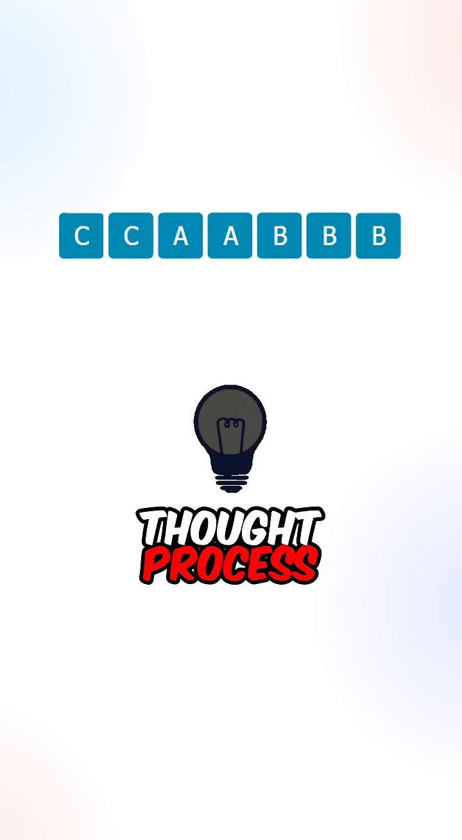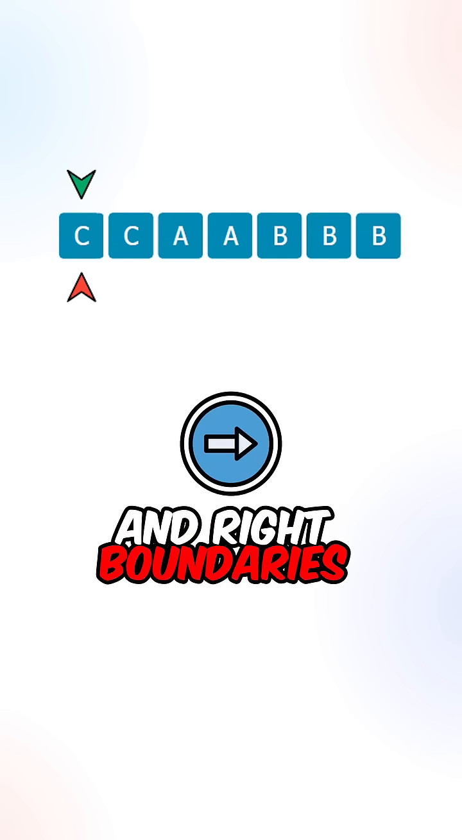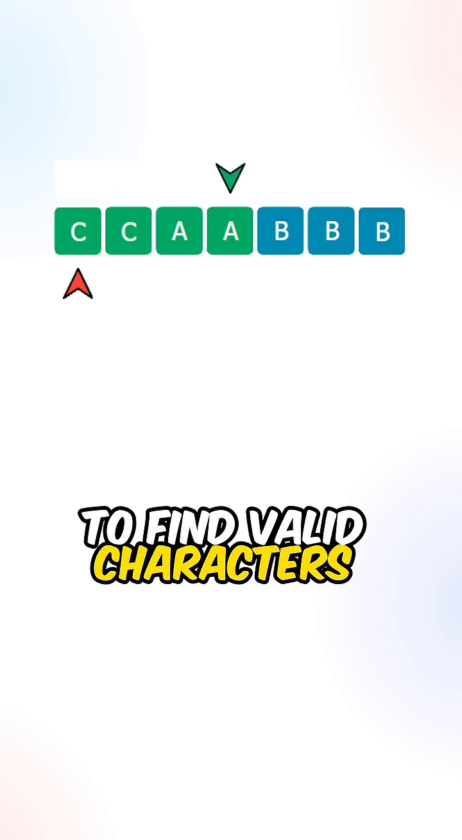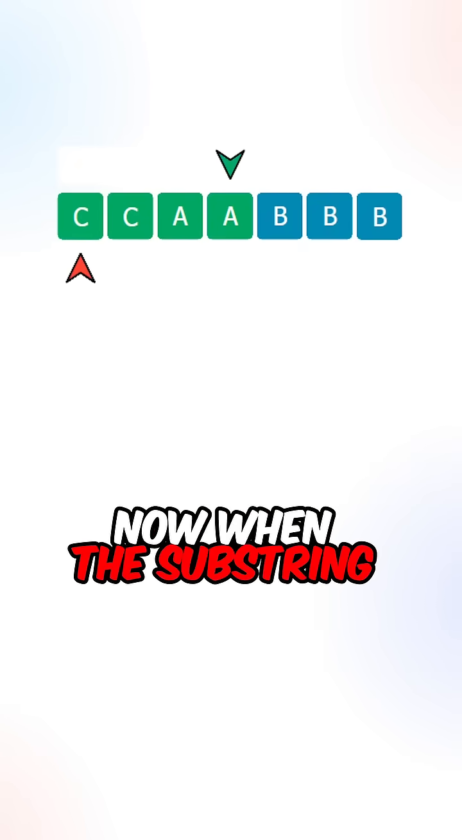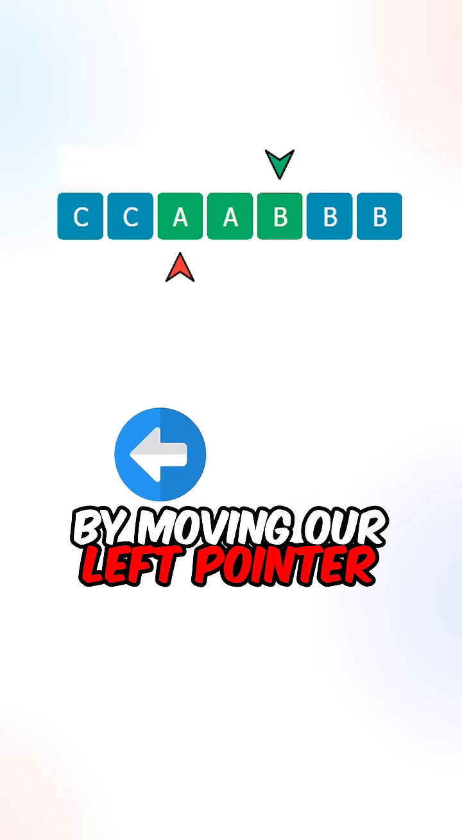Let's go over the thought process. We can implement a 2-pointer approach to keep track of the left and right boundaries of our substring. One pointer will scan forward to find valid characters for our substring. Now when the substring has more than 2 distinct characters, we can shrink the substring by moving our left pointer.